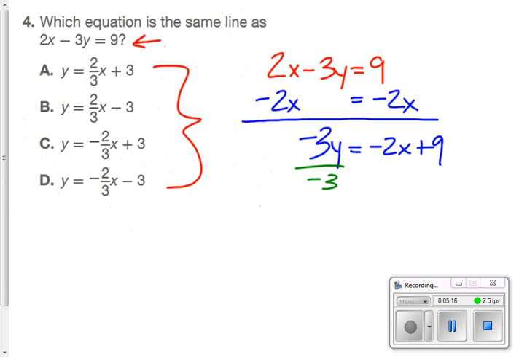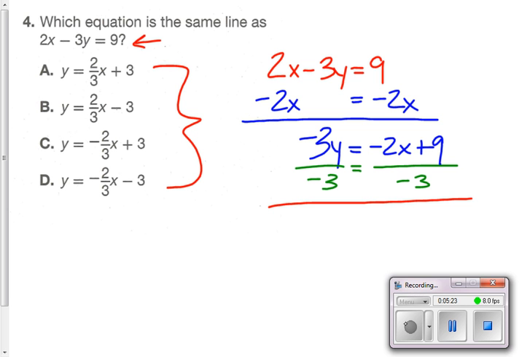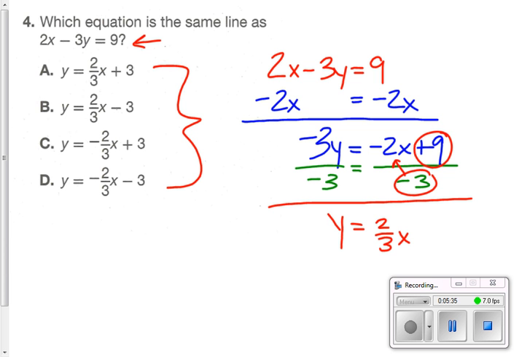What you do to one side, you do to the other. We're dividing the entire other side. We now have y by itself. We have y equals, well, we divide negative 3 into a negative 2, we get a positive 2/3 x. When we take a positive 9 divided by a negative 3, we get a negative 3. So the equation y equals 2/3 x minus 3 would be option B. This will conclude 8243.